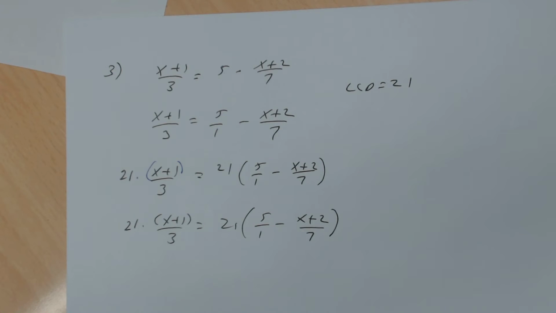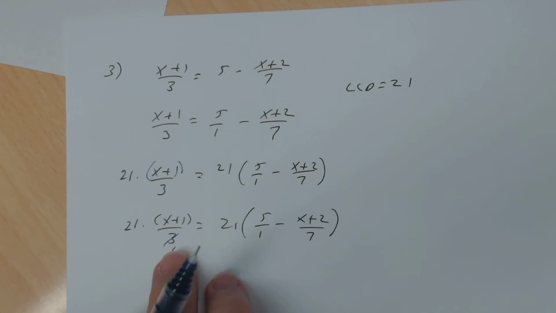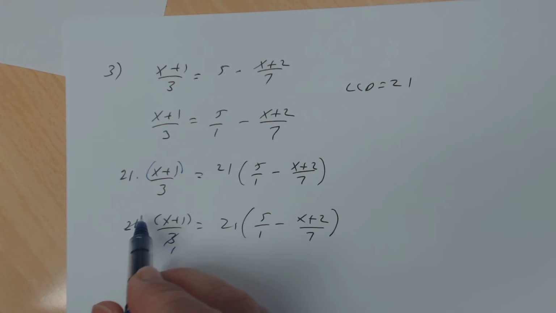Okay, so now let's reduce. 3 into 3 is 1. Remember, the whole idea of multiplying by the LCD is to clear those fractions. So this 3 and the 7, when I reduce them, I need that to be a 1. So 3 into 3 is 1. 3 into 21 is 7.